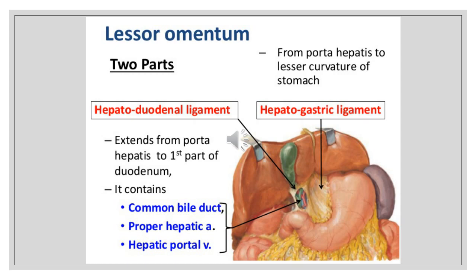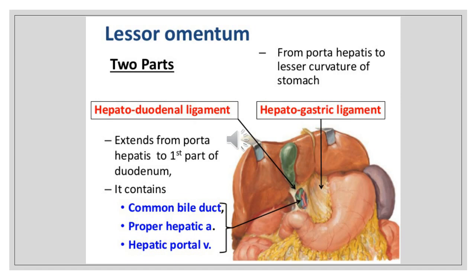Behind the lesser omentum there lies a part of the lesser sac. The lesser omentum has a right free margin. Behind it there is the epiploic foramen. The greater sac and lesser sac communicate with each other through this foramen, called the epiploic foramen or foramen of Winslow. Coming again to the attachment, inferiorly the lesser omentum is attached to the lesser curvature of the stomach and the first 2 cm of the duodenum.